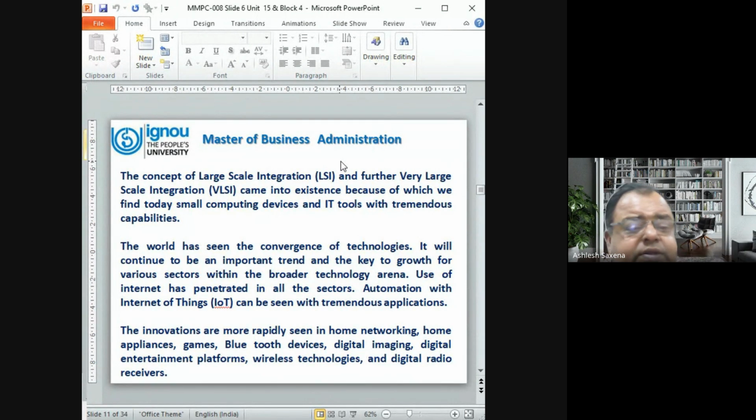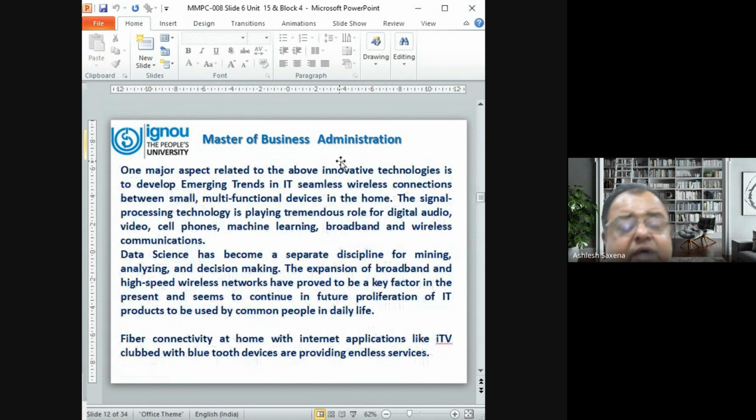The innovations are more rapidly seen in human networking, home appliances, games, Bluetooth devices, digital mapping, digital imaging, digital environmental platforms, wireless technologies, and digital radio receivers. These are the things which are available. One major aspect related to the above innovative technology is to develop emerging trends in IT, seamless wireless connections between small multifunctional devices in the home.